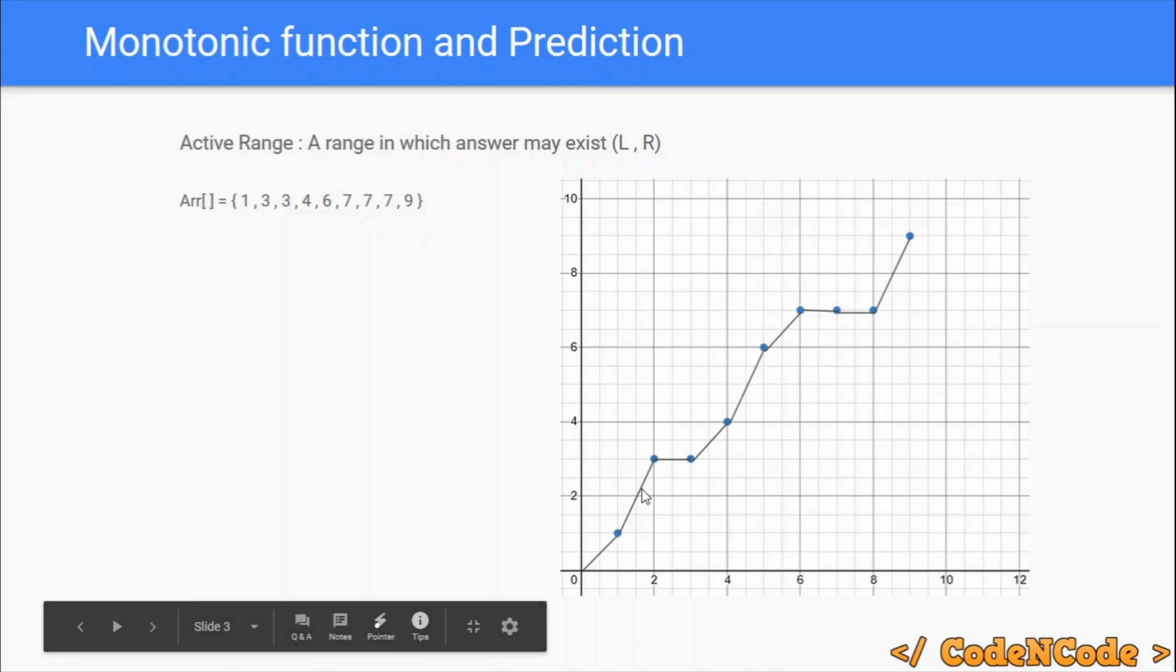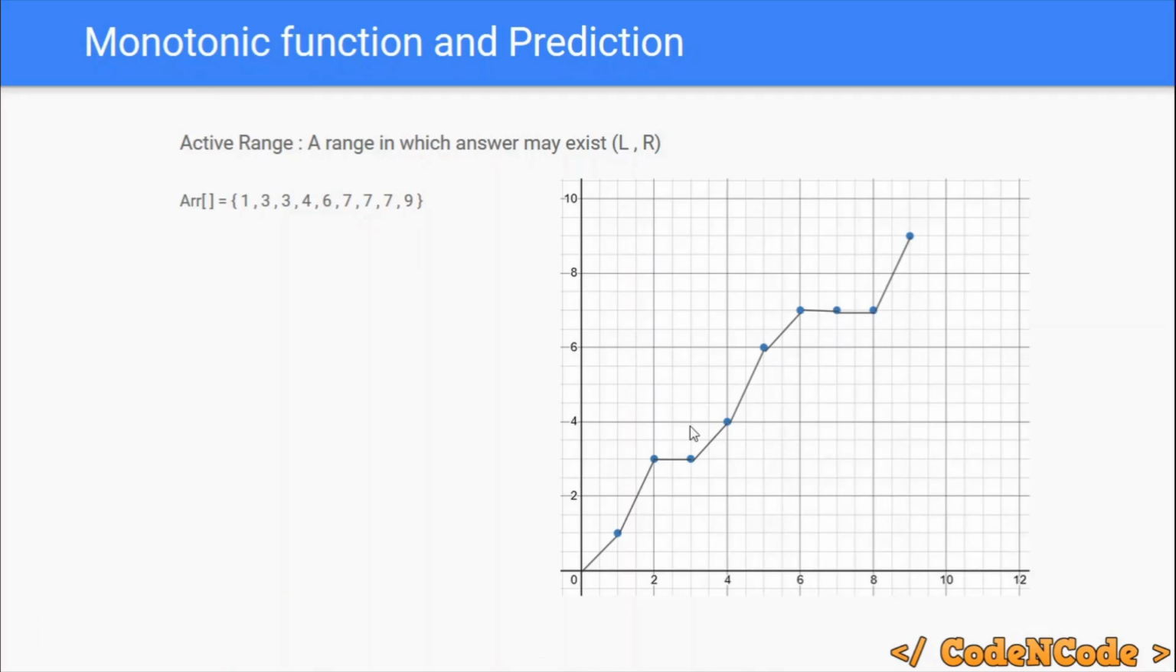So you see, the function never decreases. When you move towards the right on the x-axis, the values either increase or remain the same. They do not decrease. That is why the function is called a non-decreasing function.